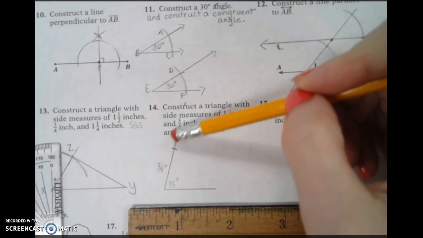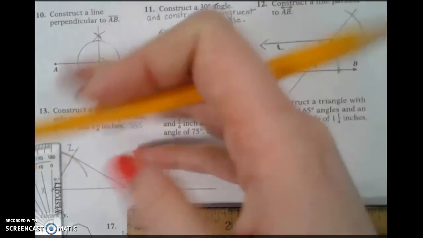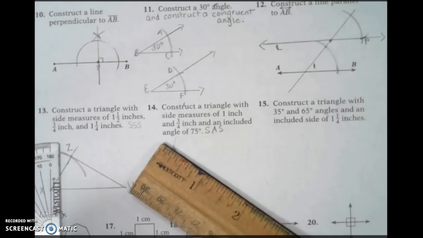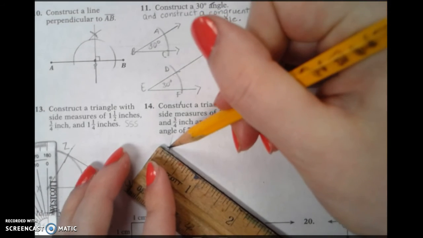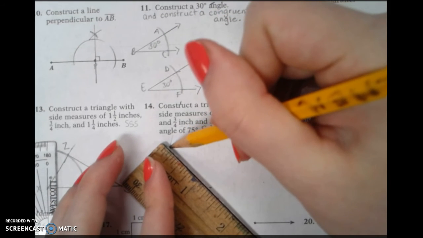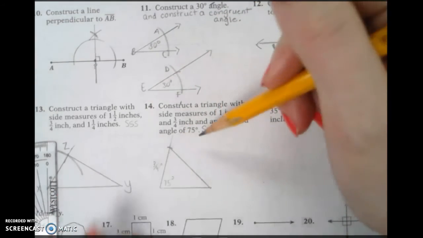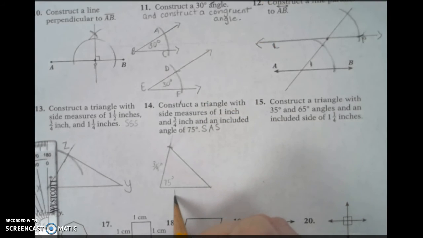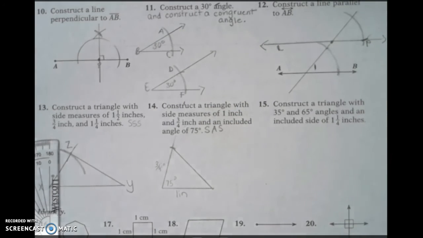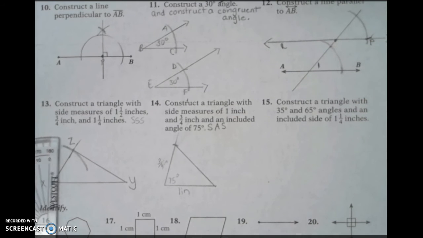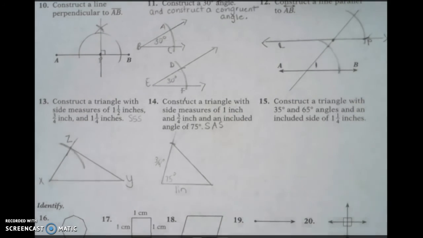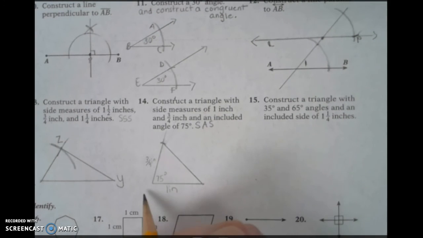And you can just either erase the extra or leave it there and simply connect that top vertex to the end point of your triangle. And now you have a 1 inch side, an included angle of 75 degrees, and a 3/4 inch side. Now we will call this triangle ABC.